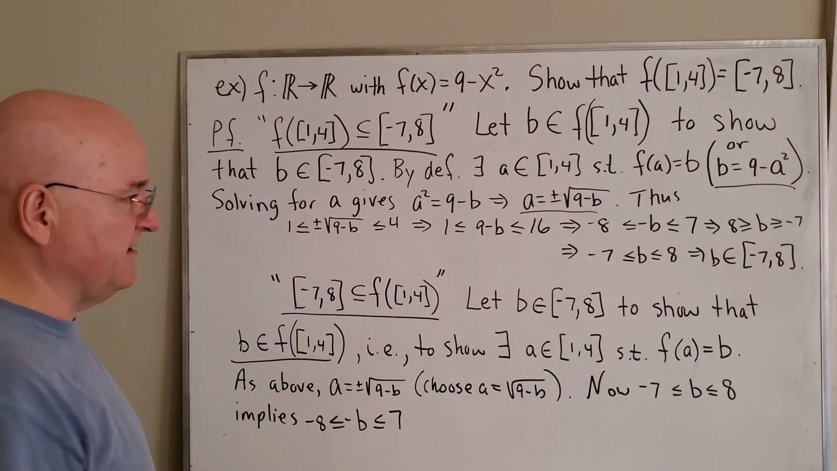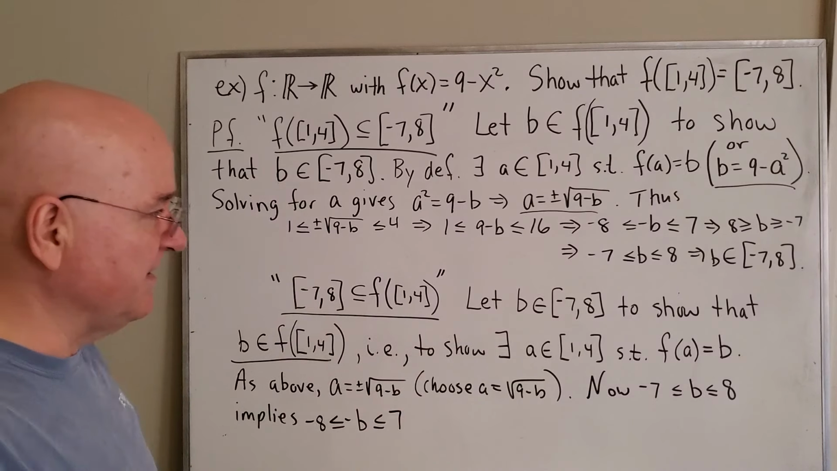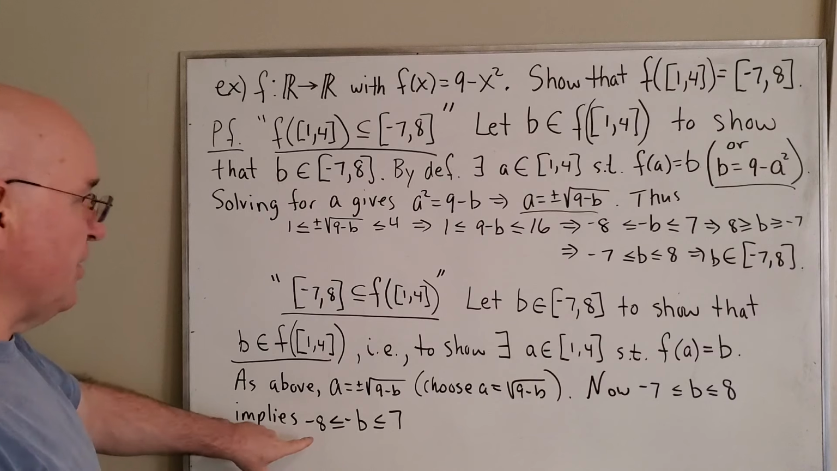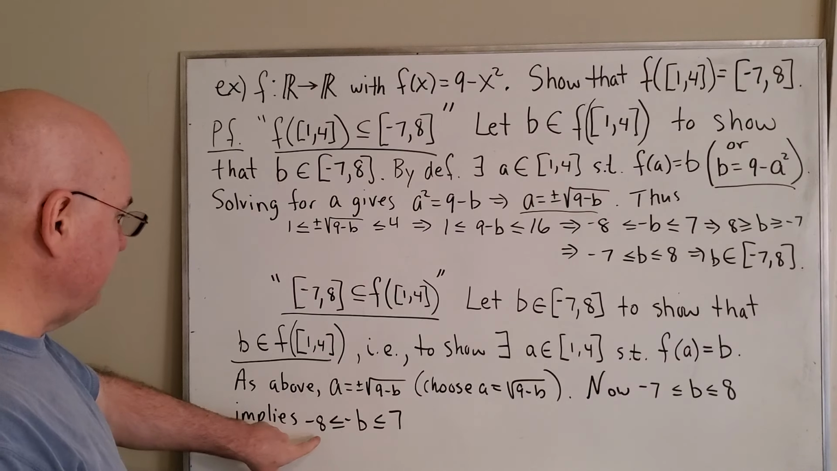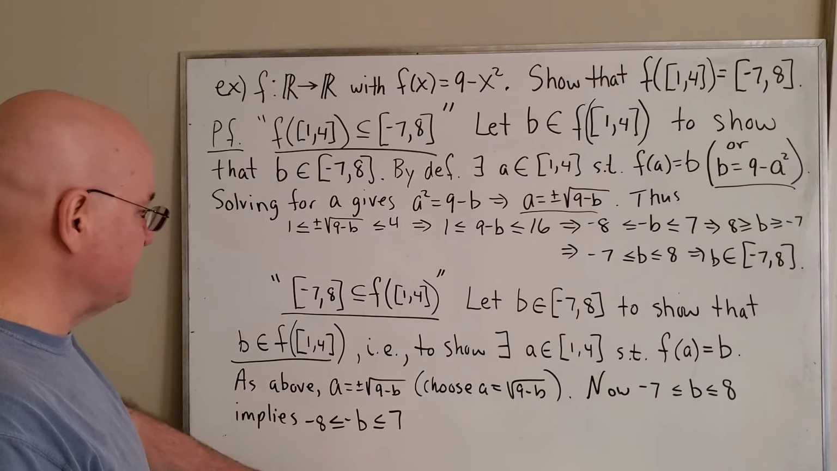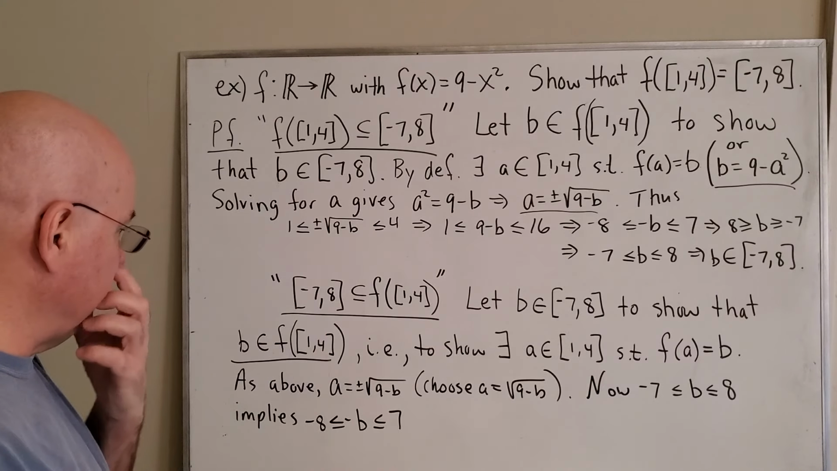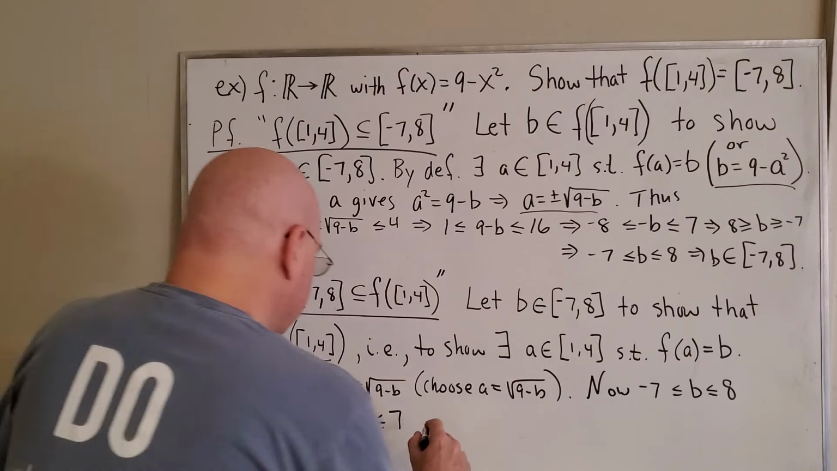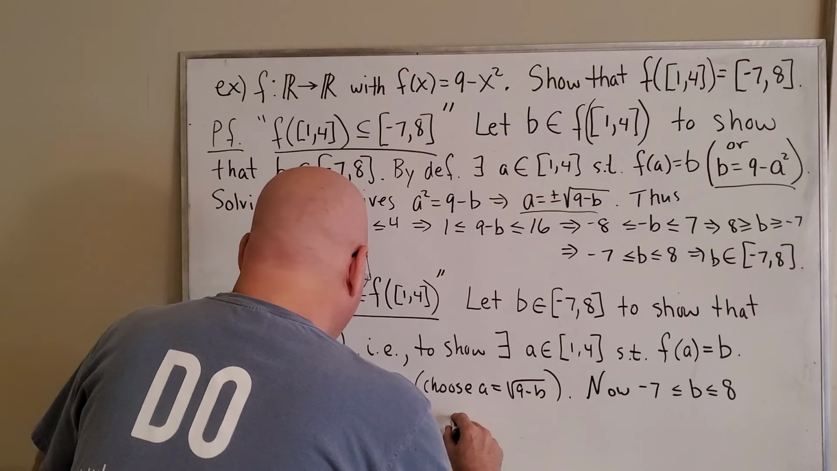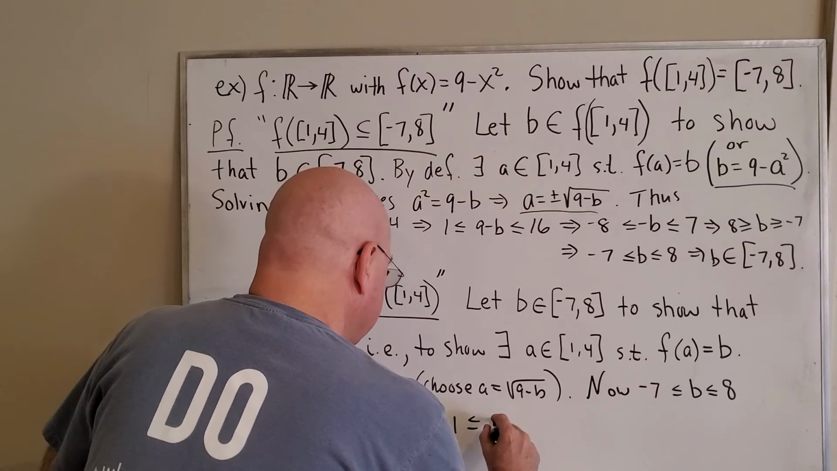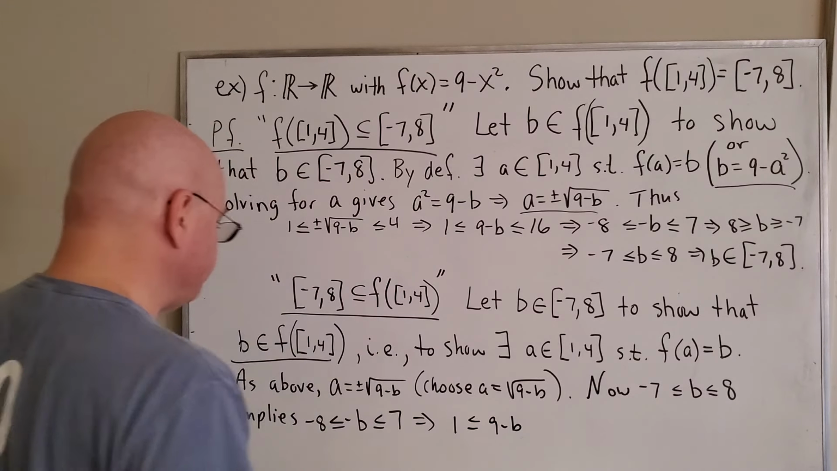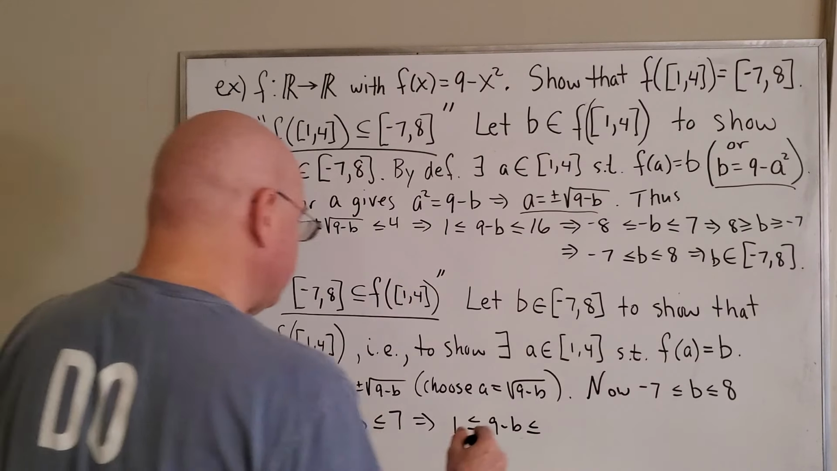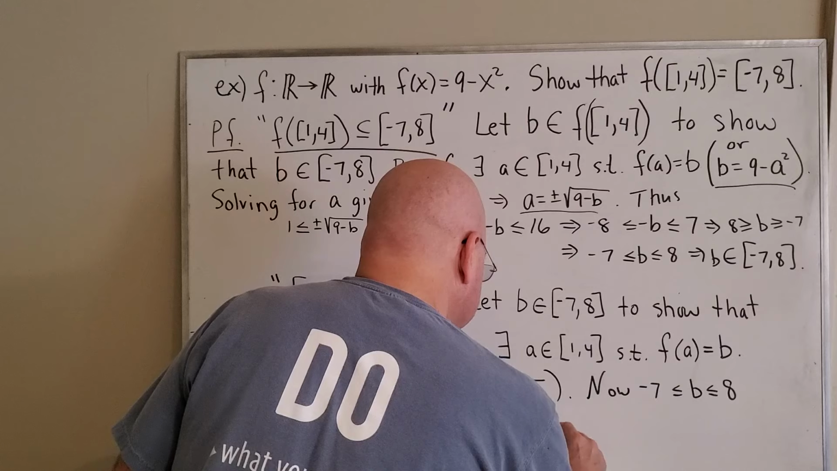So convince yourselves that when you multiply that triple inequality, or double inequality, by -1, you end up getting this. So the 8 became -8, this -7 became 7, and b became a negative b. Now let's add 9 to everything. That'll give me a 9 minus b. So that's 1 ≤ 9 minus b ≤, let's see, I added 9, so that's going to become 16.